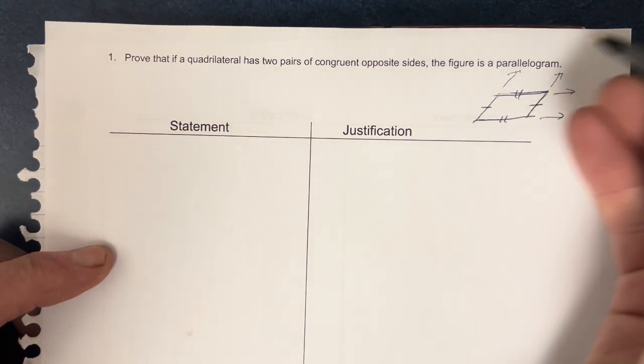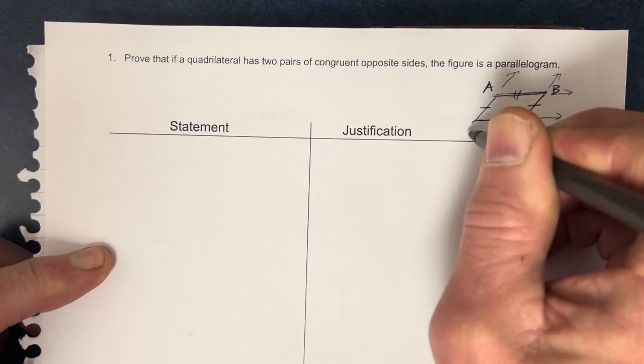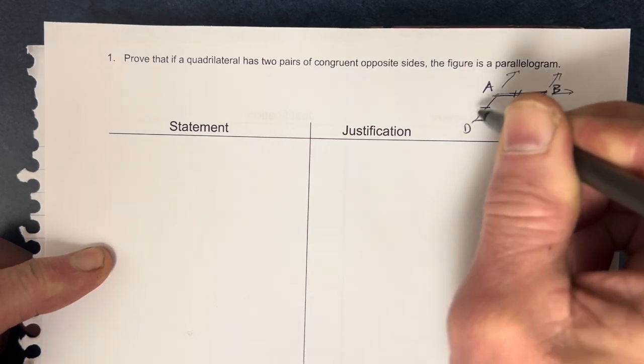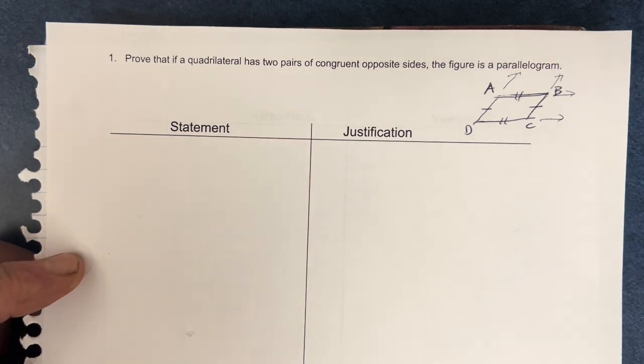So to help talk about it, let's put some letters down. I'm going to be very boring and traditional. A, B, C, D. Make sure that as you name it, you go in one order or the other. It doesn't really matter where you start. Just go clockwise or counterclockwise.